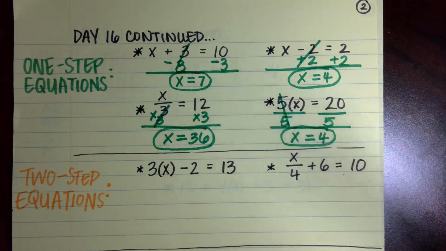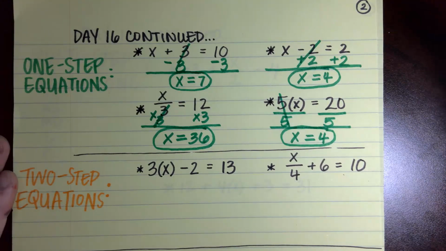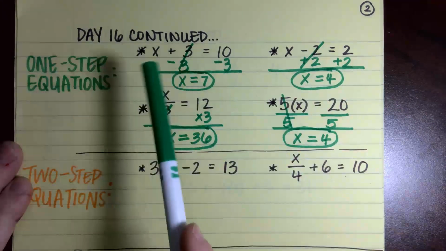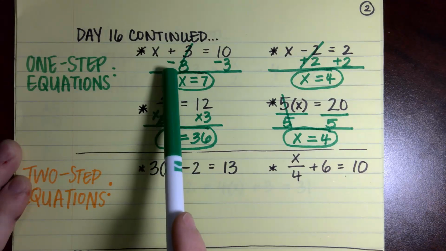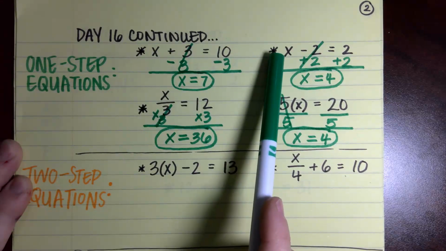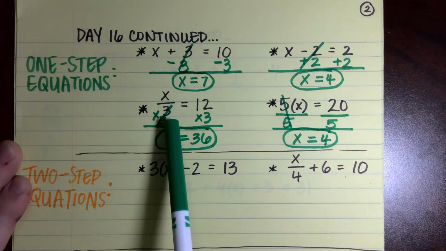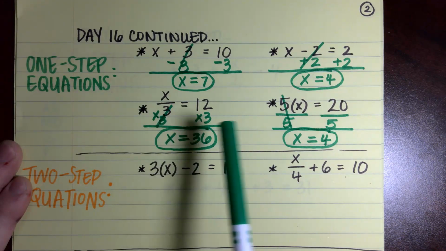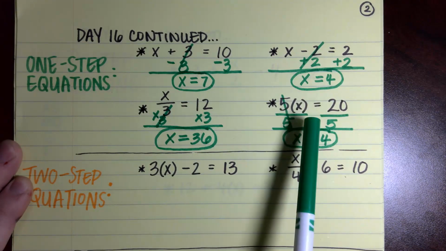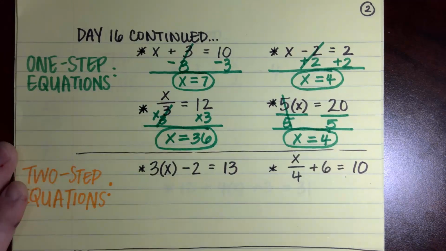And we call them one-step equations because there's only one step that we have to take here. If we have addition, we subtract. That's our step. If we have subtraction, we add. That's our step. If we have division, we multiply. That's our step. If we have multiplication, we divide. That is our step. And remember, what we're using here is called inverse operations.